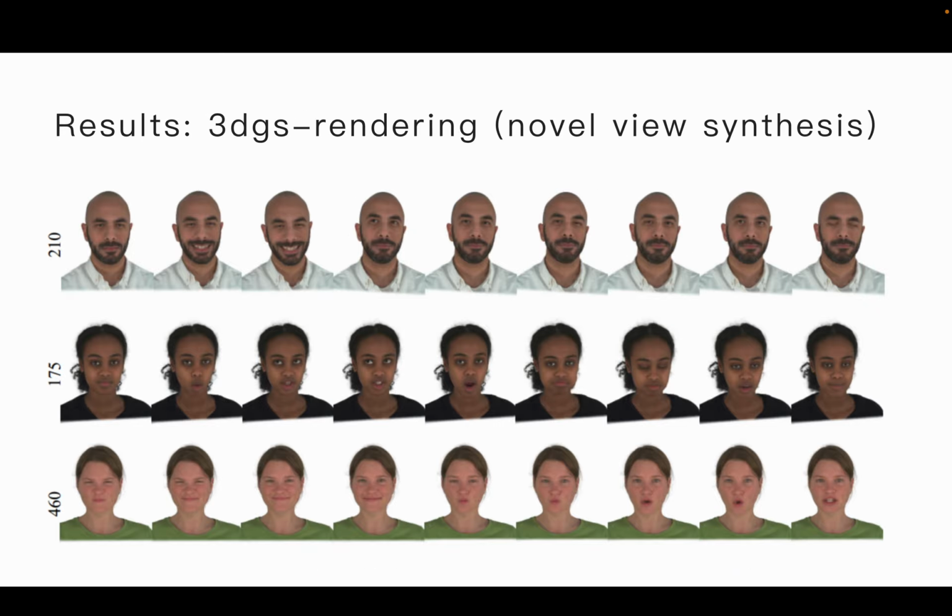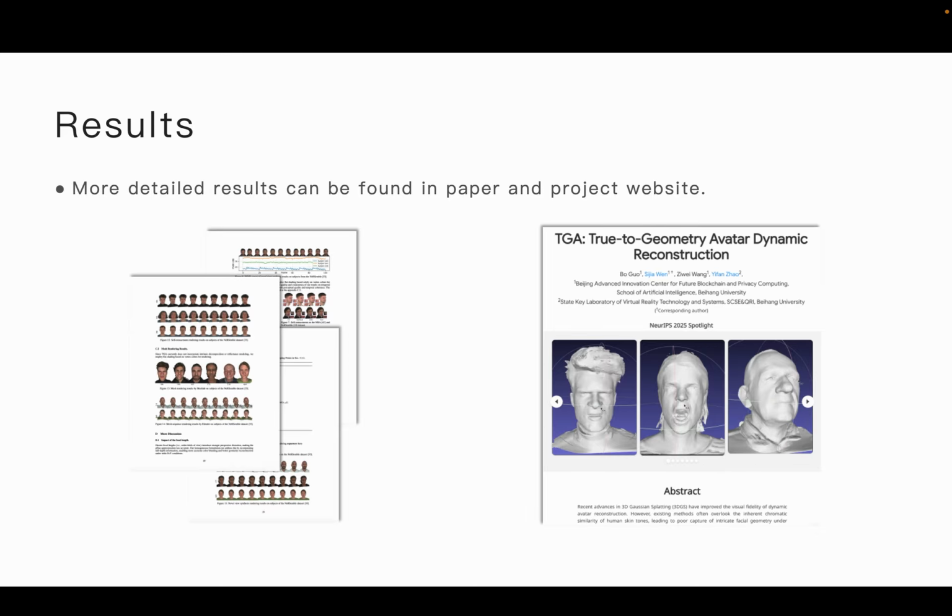Here we show the novel view synthesis results of 3DGS rendering. As you can see, TGA maintains stable results across frames and subjects. More detailed and dynamic results can be found in our paper and the project website.